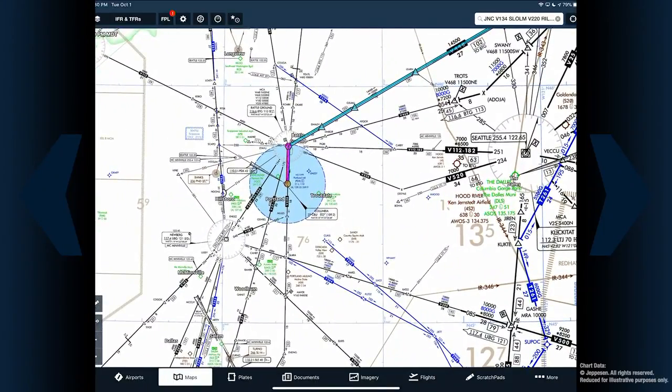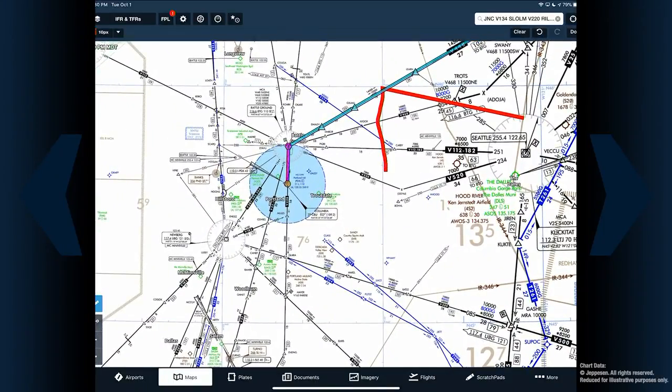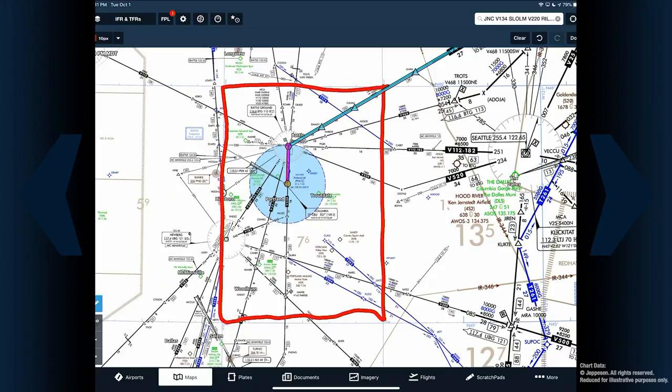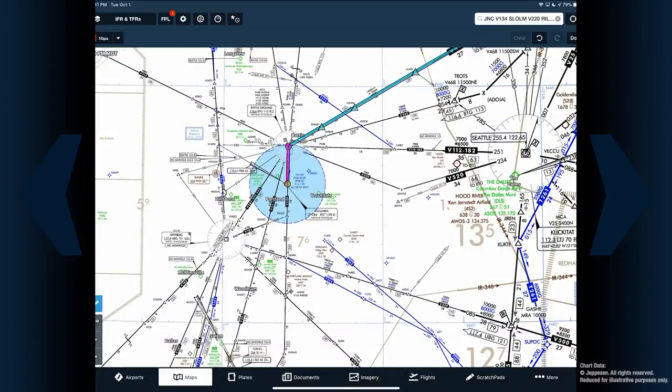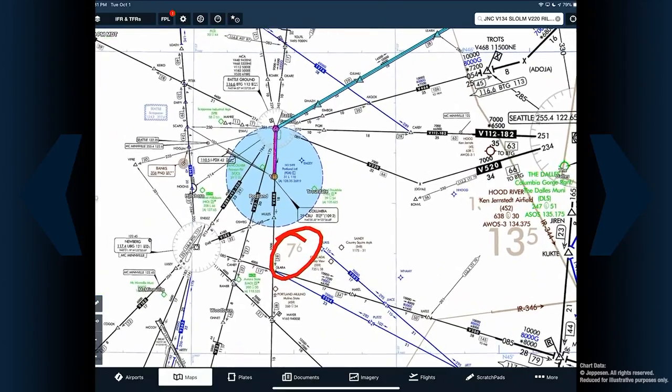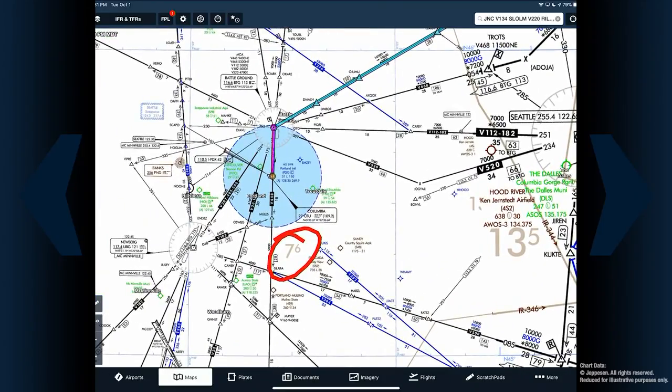You're going to see a grid. And this grid, let me do that again, is bounded by these lat long lines right here. Okay, that's your grid. And then you're going to notice inside that grid is a number in brown, 7,600 feet. That is your off-route obstruction clearance altitude, or you could look at it as your minimum en route altitude inside that specific block.